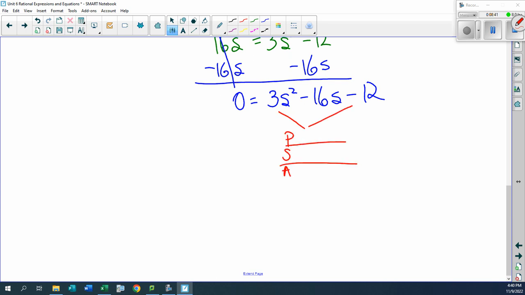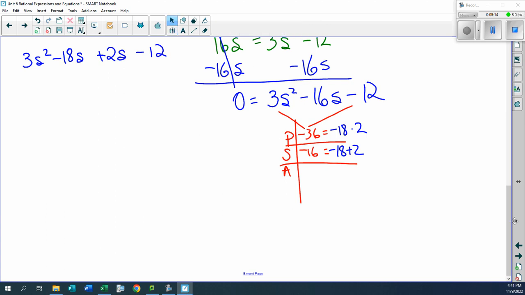PSA. There it is. How pretty is that? 3 times minus 12? Minus 36. Minus 16. Two numbers that multiply to give me minus 36 and add up to minus 16. So you got, oh, think about it. That's minus 18 and 2. Look at that. Minus 18 plus 2 works perfectly. So let's PSA this properly. 3S squared minus 18S plus 2S minus 12.